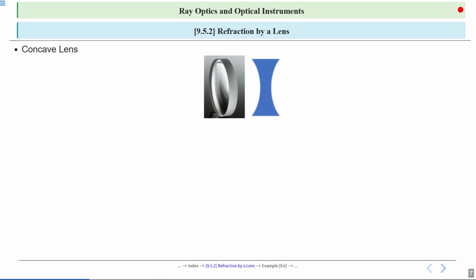Now the concave lens. You can see this is the appearance of a concave lens as shown in the diagram. So it is flat, or we can say thinner at the middle and thicker at the edges. Its appearance is exactly opposite to the convex lens. It is thinner, or flat, at the middle and thicker at the edges.